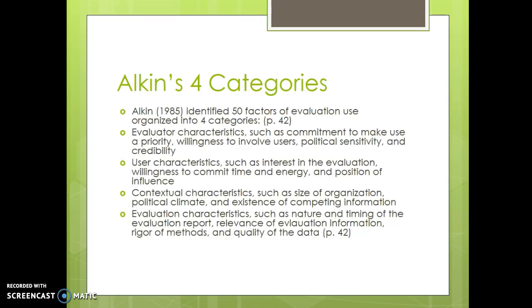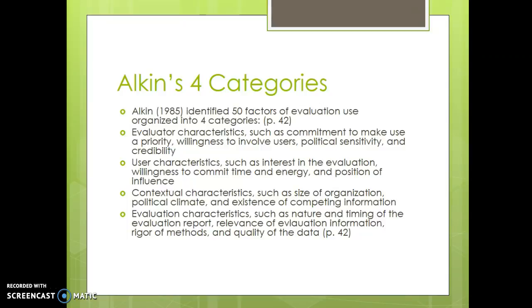So Patton talks about Alkin's 4 categories. Alkin actually identified 50 factors of evaluation use. So Patton really focuses a lot on, is the evaluation actually going to be used by the users? And so those 50 factors are broken down into the 4 categories.